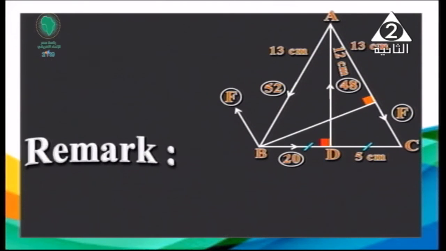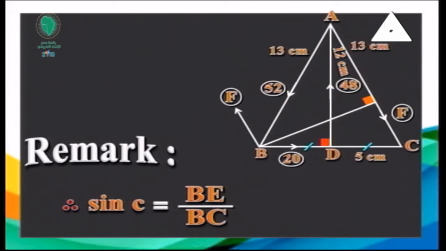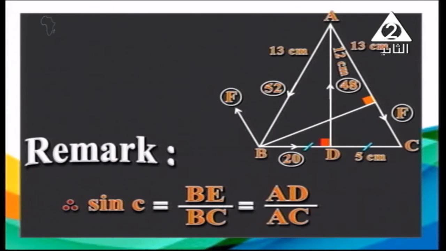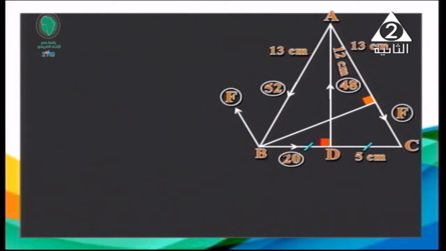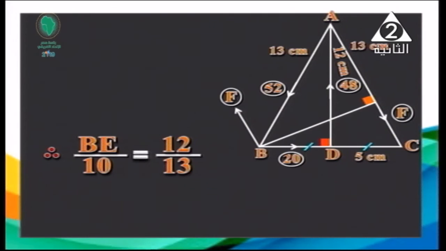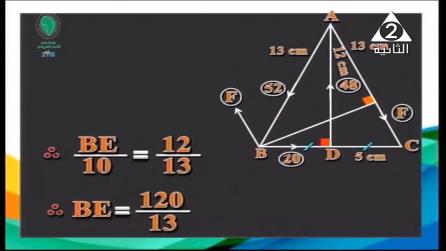Remark, my dear student, sine C equals BE over BC or AD over AC. BE over 10 equals 12 over 13. By using cross multiplication, BE equals 120 over 13. My dear student, by the end of the lesson, we know that the lesson of the couple is very important to find the magnitude of the couple or the unknown force.